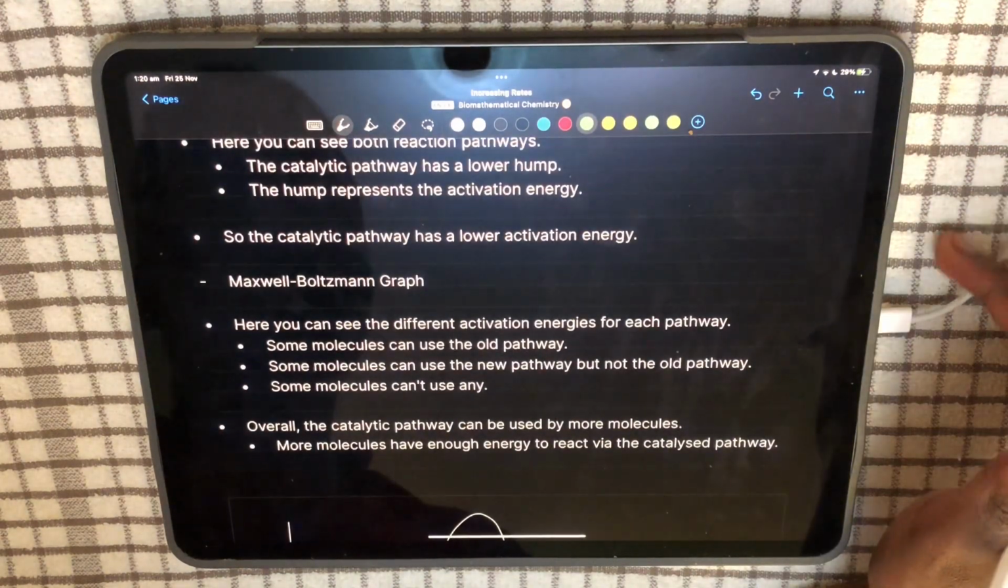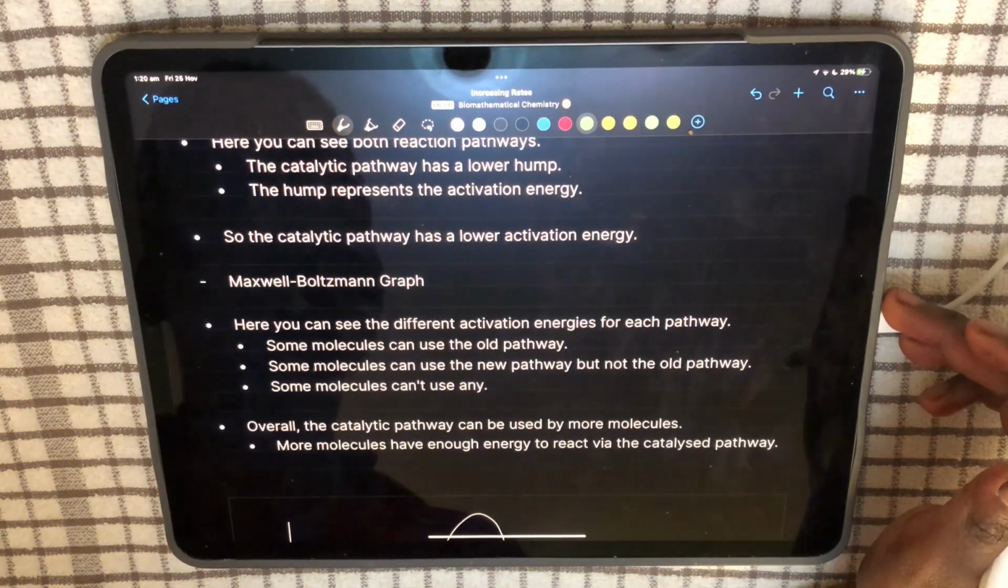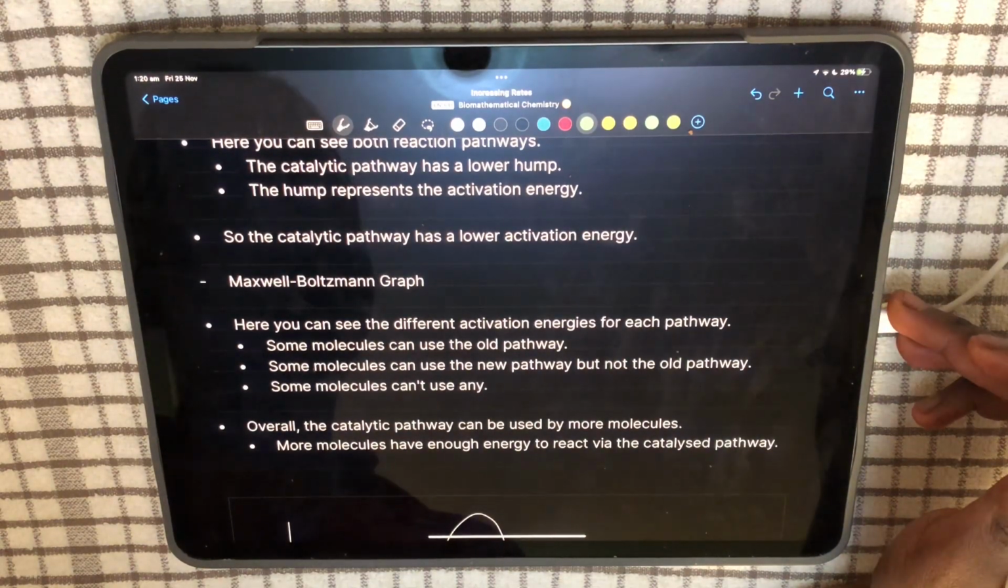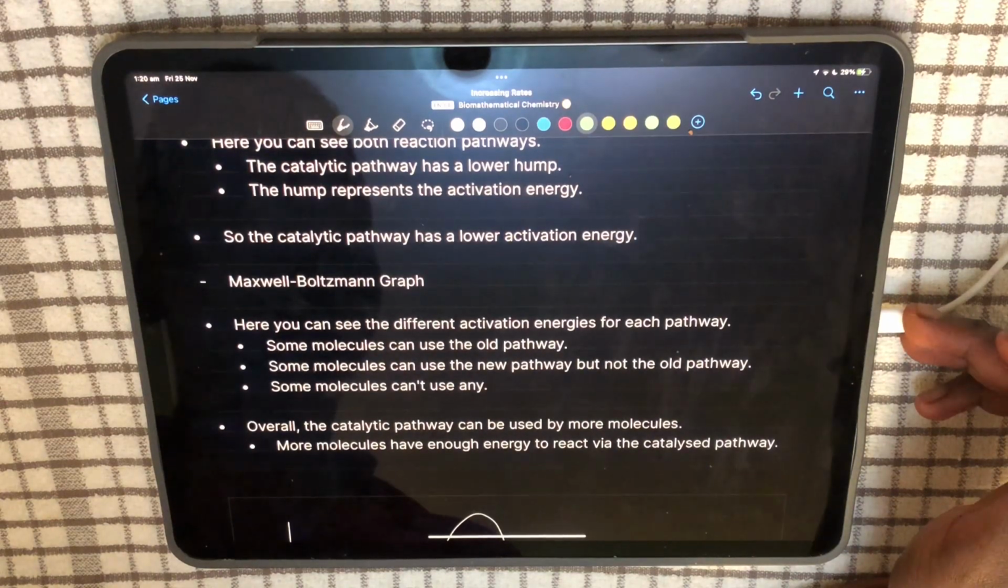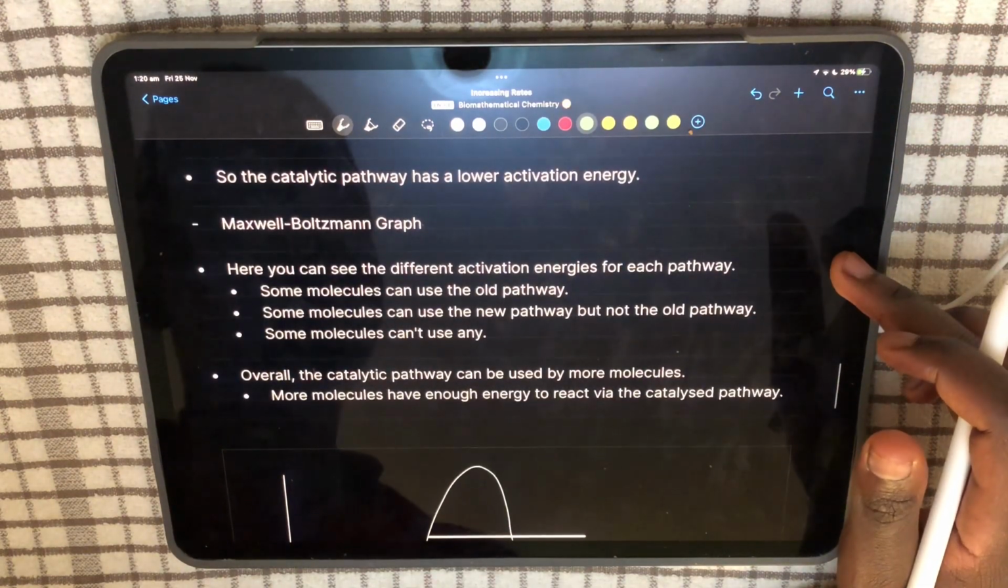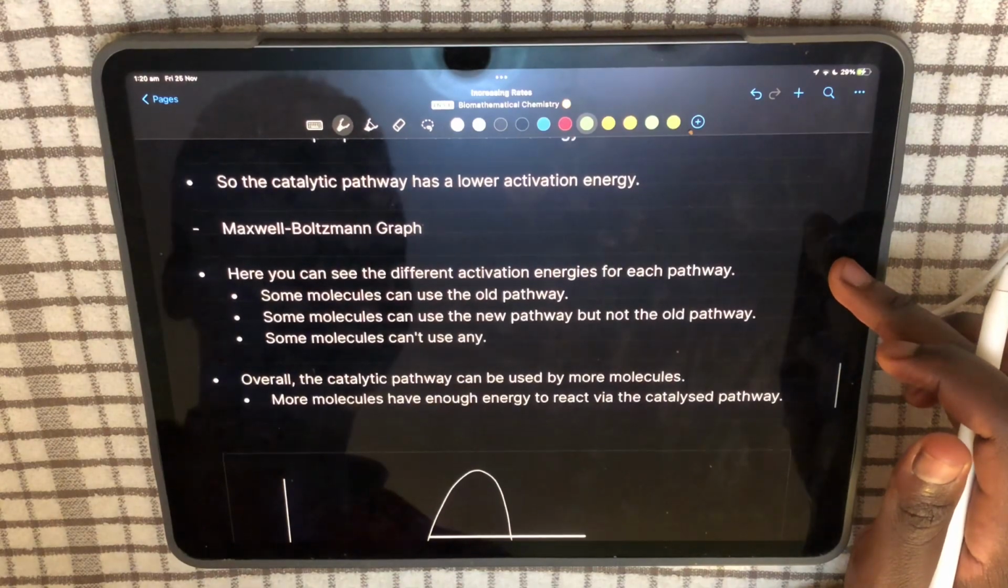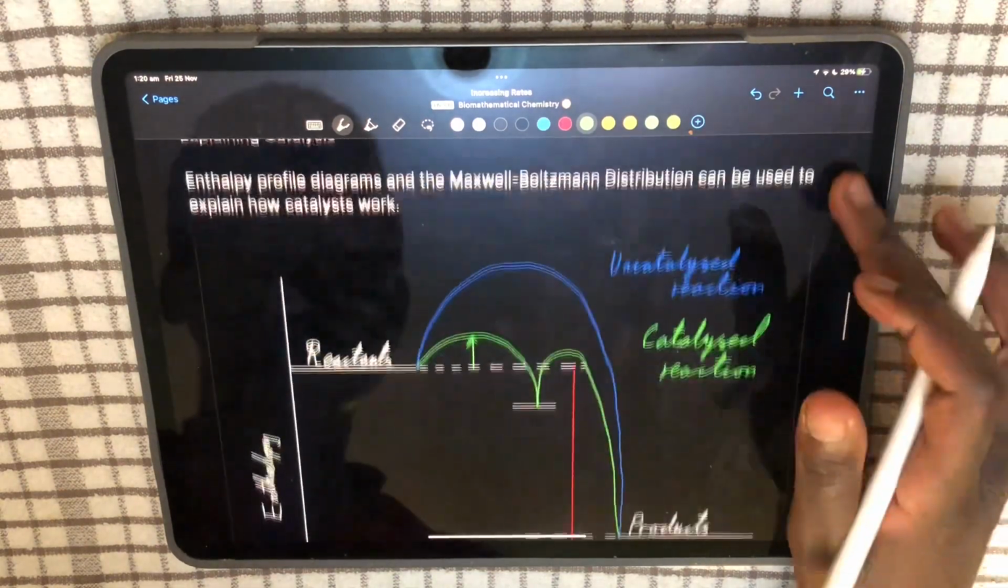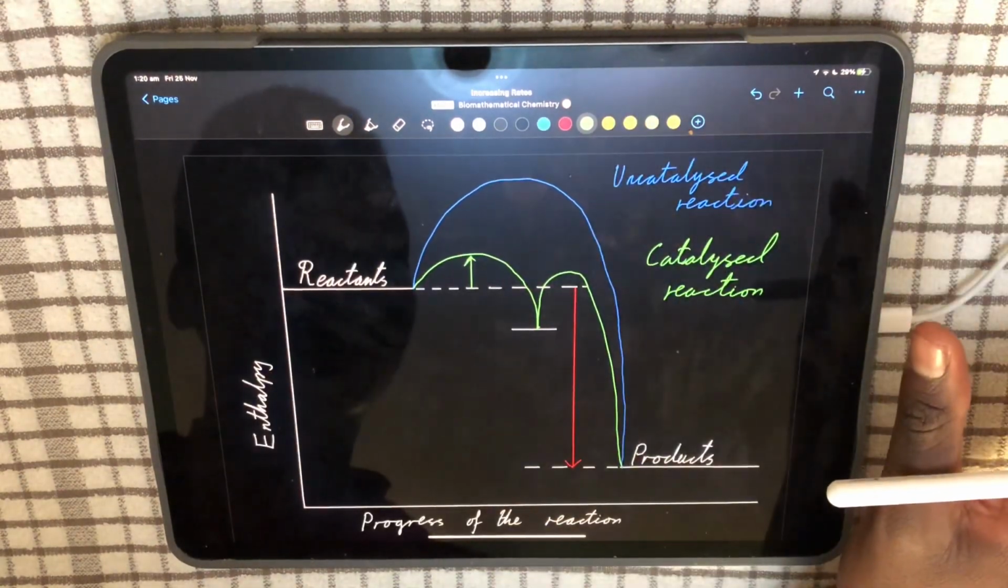The Maxwell-Boltzmann graph. So here you can see the different activation energies for each pathway. Some molecules can use the old pathway, some molecules can use the new pathway but not the old pathway, and some molecules can't use any. Overall, the catalytic pathway can be used by more molecules, so more molecules have enough energy to react via the catalyzed pathway. So not all particles will go through the catalyzed pathway.